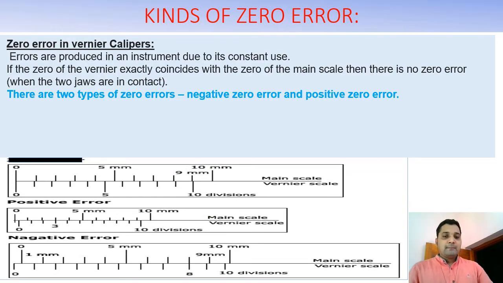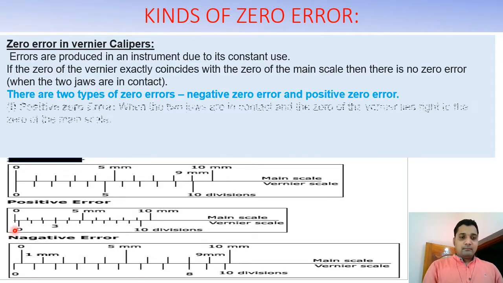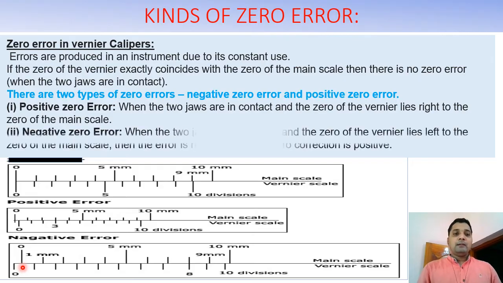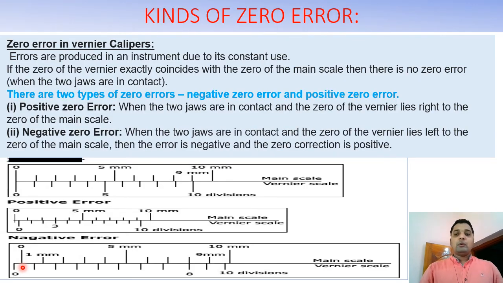Here you can see the first one: the 0 of the Vernier scale and the 0 of the main scale are both coinciding. So this is free of zero error. But in this next one, the 0 of the Vernier scale is to the right of the 0 of the main scale. So if it is right, then we can say this is the positive zero error. Then the second one: the 0 of the Vernier scale is to the left of the 0 of the main scale. This is the 0 of the main scale, and here the 0 of the Vernier scale. If it is left, then we can say it is the negative zero error. So from our observed reading, we have to subtract this zero error to get the correct reading.